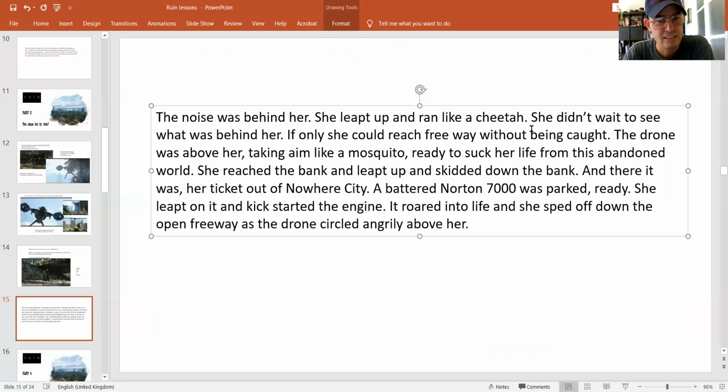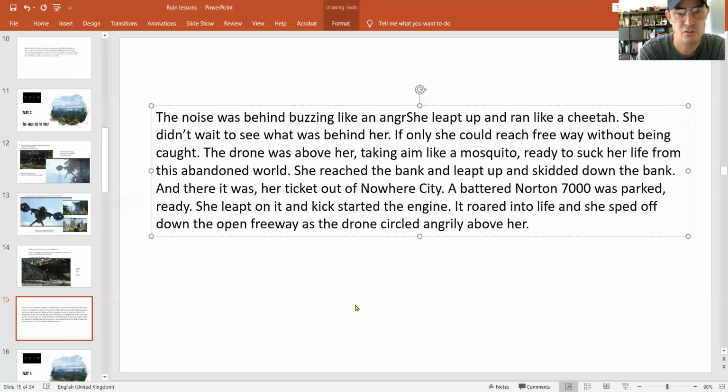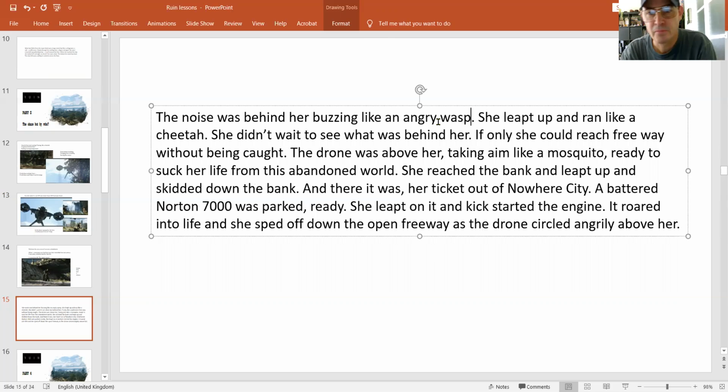She didn't wait to sit. The noise was behind her. Should we get that thing? The noise was behind her, buzzing. I quite like that one, like an angry wasp. Sort of like insect theme going on. The noise was behind her, buzzing like an angry wasp. She leapt up and ran like a cheetah.